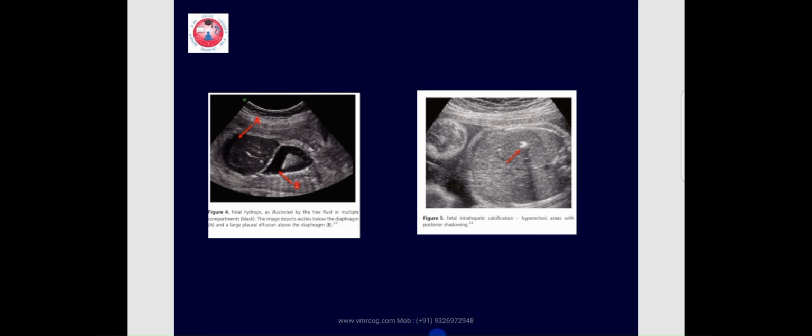It is a cross section through the fetal abdomen, and you can see the white lesion, that is nothing but the intrahepatic calcification, that is the hyperechoic areas with posterior shadowing.